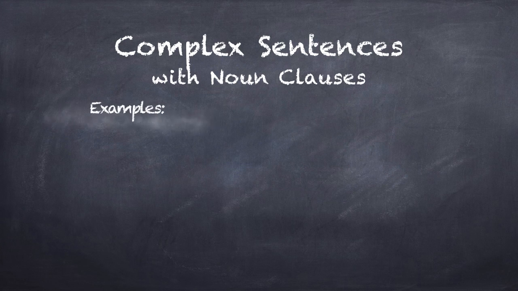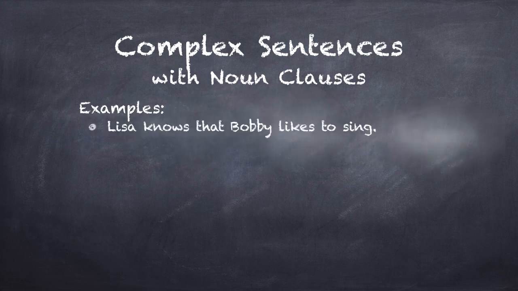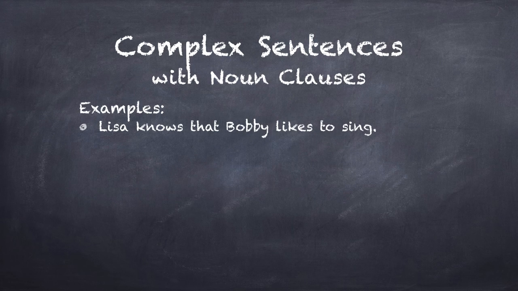Now, let's take a look at some examples. In the first example, we have, Lisa knows that Bobby likes to sing. In this case, the entire sentence is an independent clause, but it has a noun clause, that Bobby likes to sing, inside it. So, the dependent clause is the object of the independent clause.